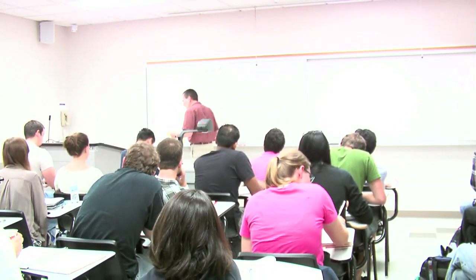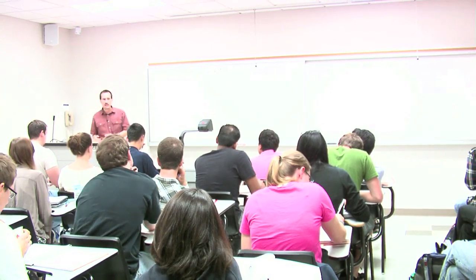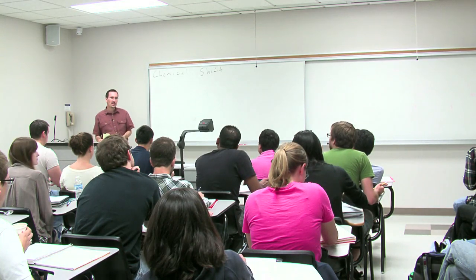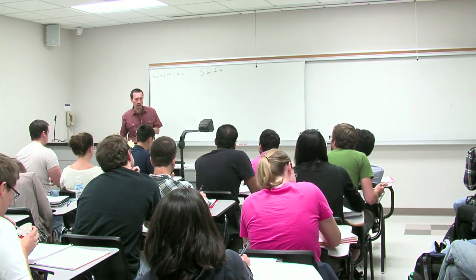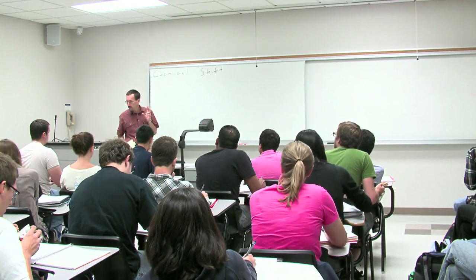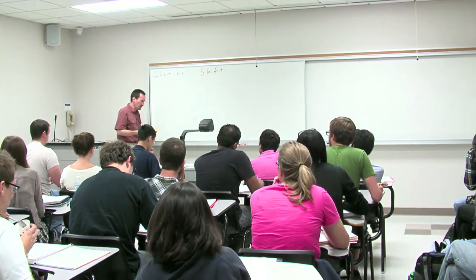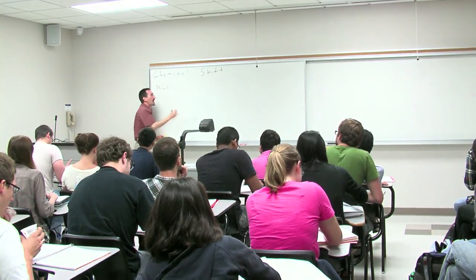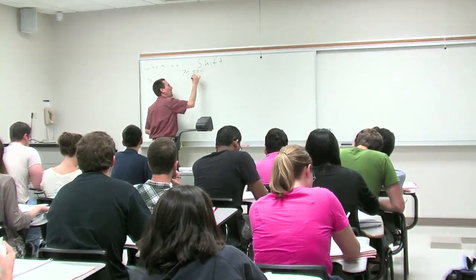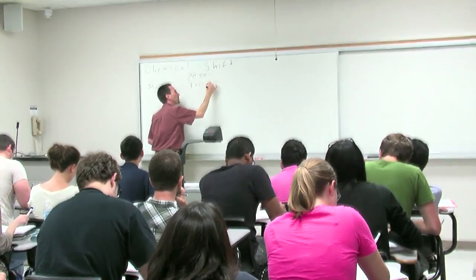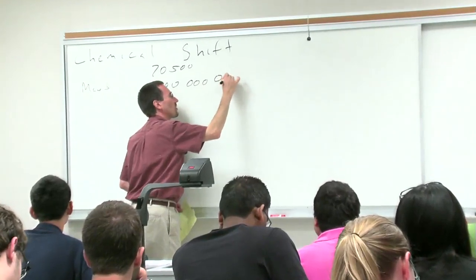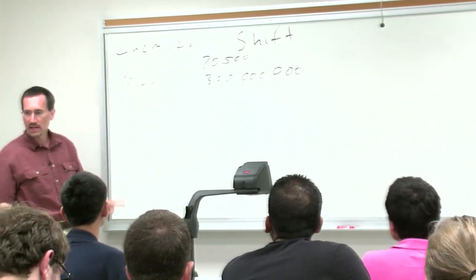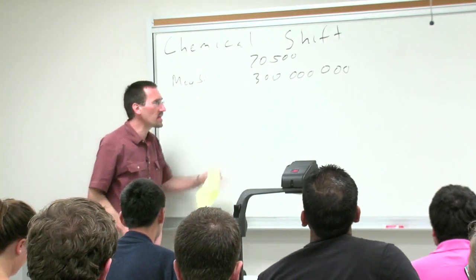All right, so chemical shift is the idea, very quickly introduced, that the frequency at which a proton resonates is proportional to the applied magnetic field. So for example, tetramethylsilane at a 70,500 Gauss magnet undergoes precession. The protons undergo precession, or flip their spin, at 300 million cycles per second.